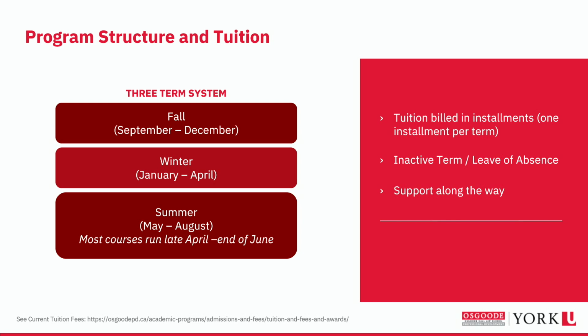An active term is any term where you are taking courses or are making academic progress, and an inactive term, or leave of absence term, is one where you are not taking courses and not making academic progress. Given the nature of part-time professional students, it's very common for a student to take a leave of absence during their studies. You can take a maximum of 2 back-to-back leaves of absence, and if you need a longer leave, your program assistant can advise you on options.